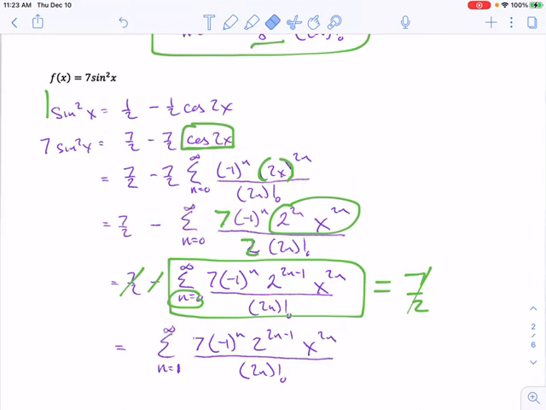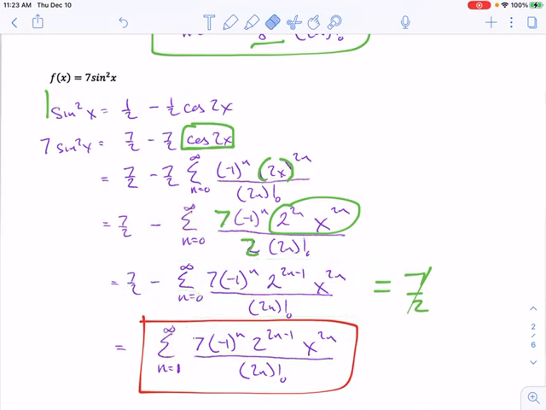And so we have our final power series representation for 7 times the sine squared of x being this. And so play with it a little bit. Find the first few terms of this Taylor polynomial right here. And then see that the 7/2 will end up canceling out.